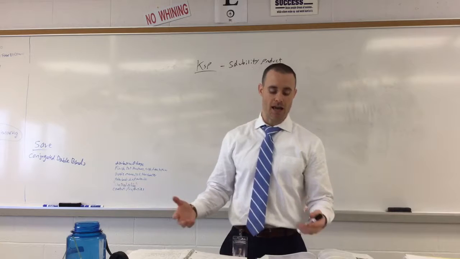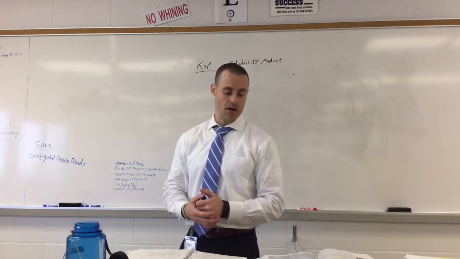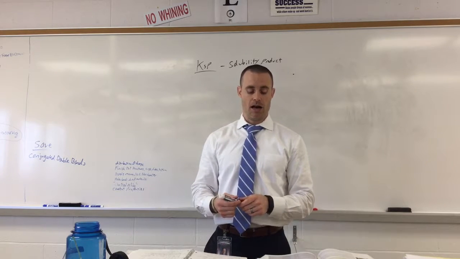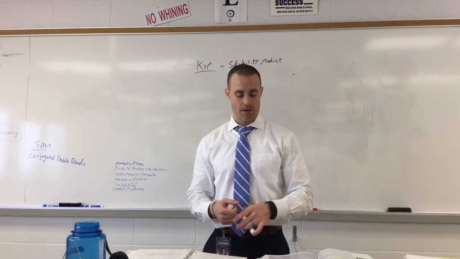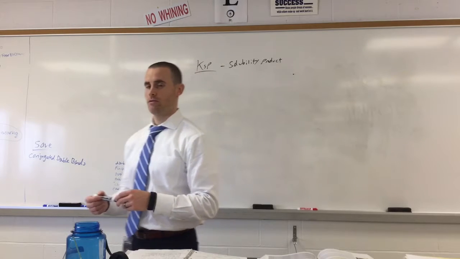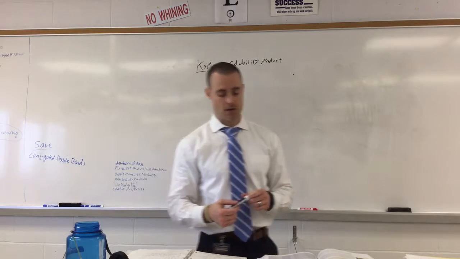So how do you write a KSP equation? It's just the ions multiplied together, raised to their coefficient. Now, if you look at the table, the numbers are kind of all over the place, but in general, what do you notice? Really small. Yeah, really small numbers, okay?